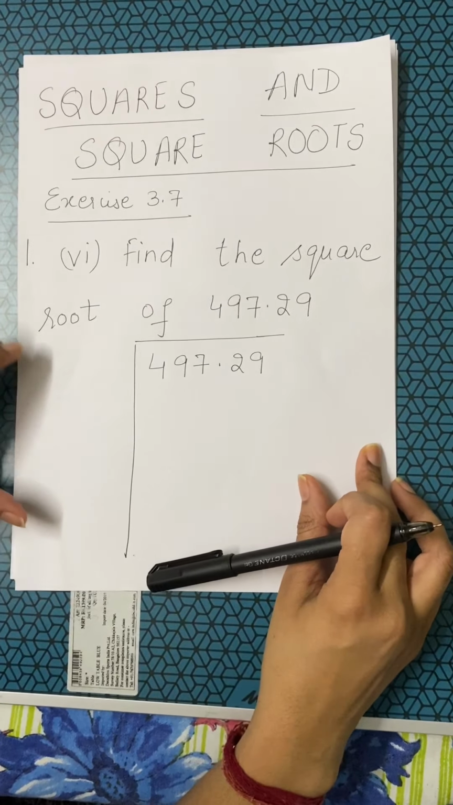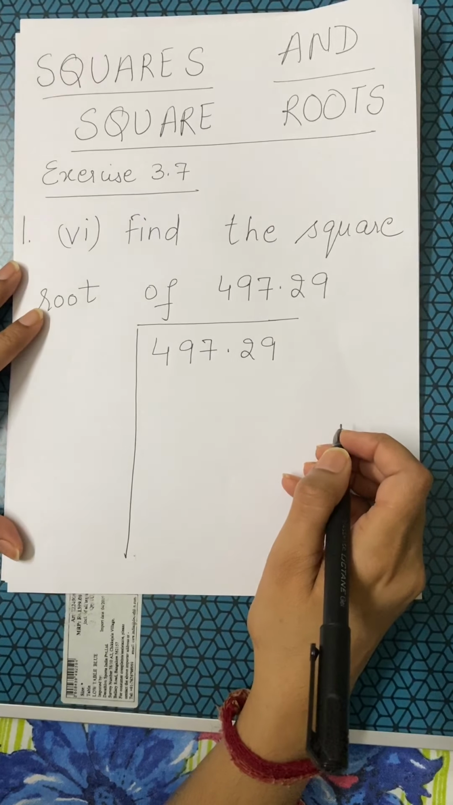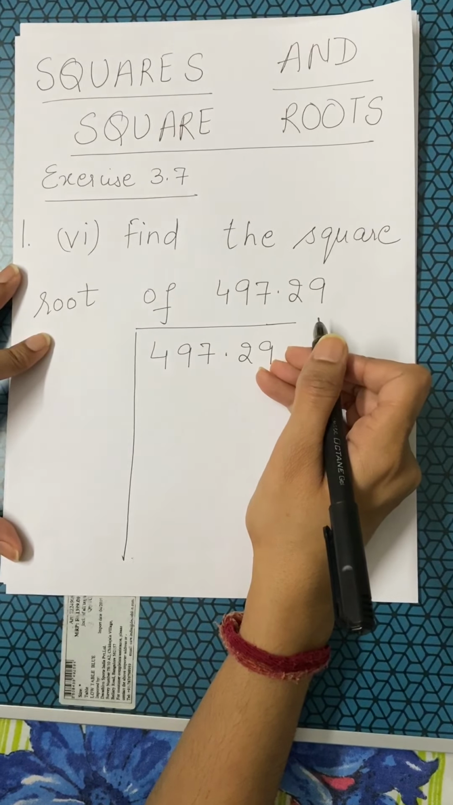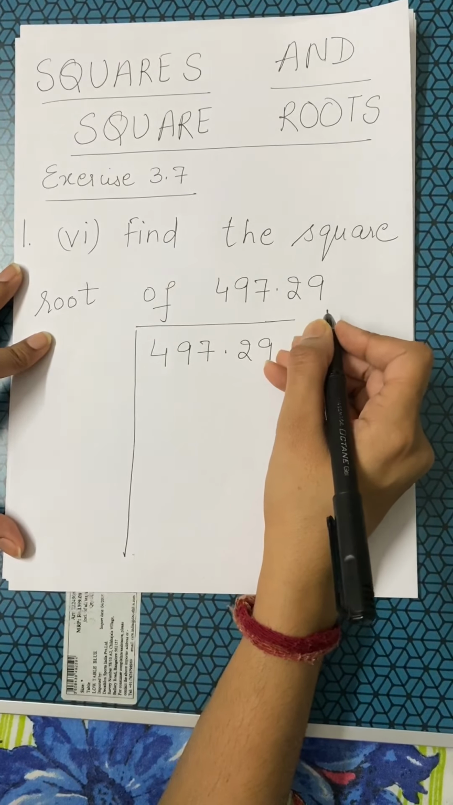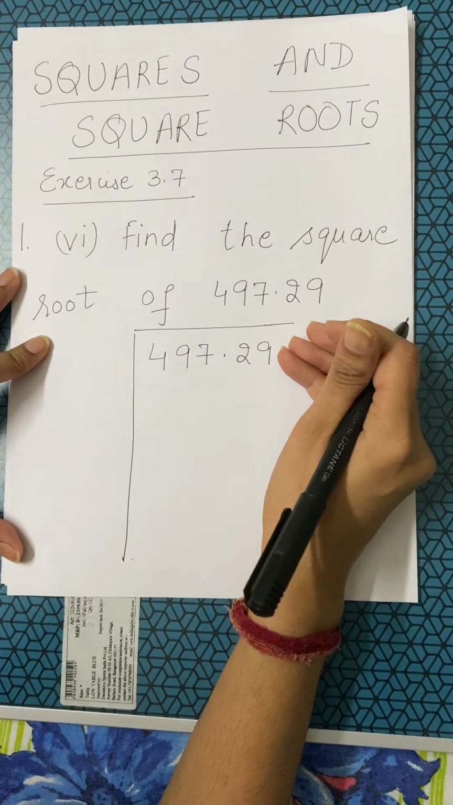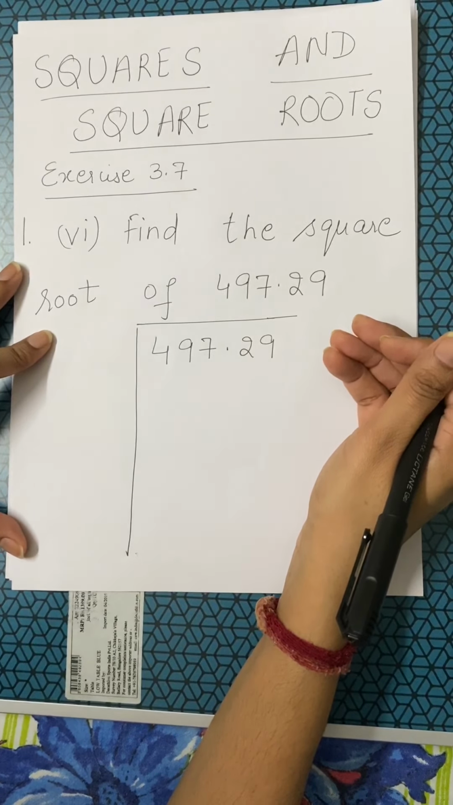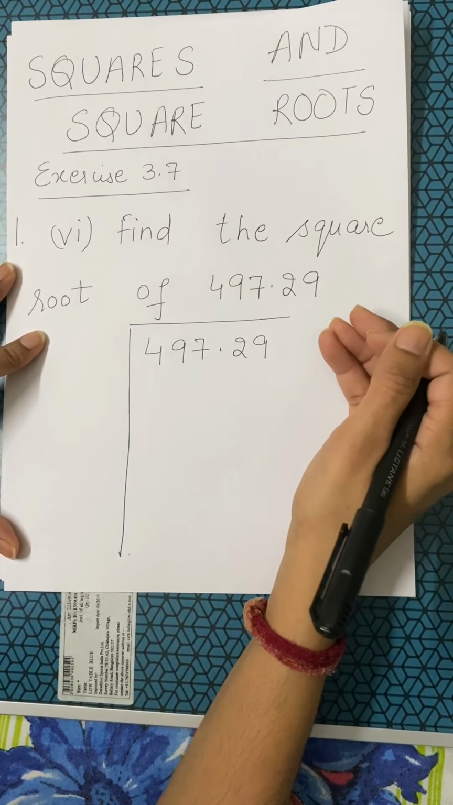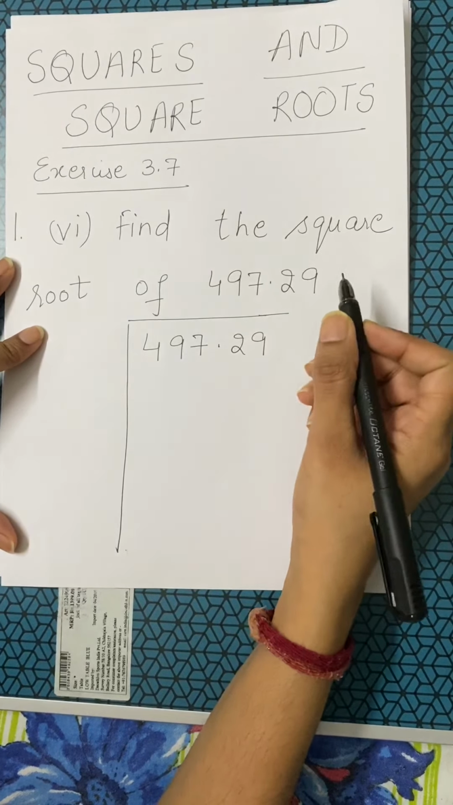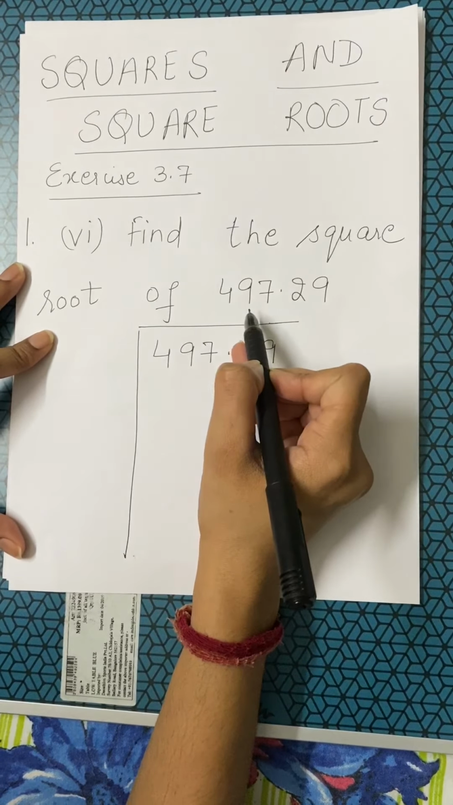Students, now let us discuss how to find the square roots of decimal numbers. Until this topic, you have learned how to find the square roots of fractions and of whole numbers using the long division and prime factorization methods. Now this topic is related to decimal numbers.